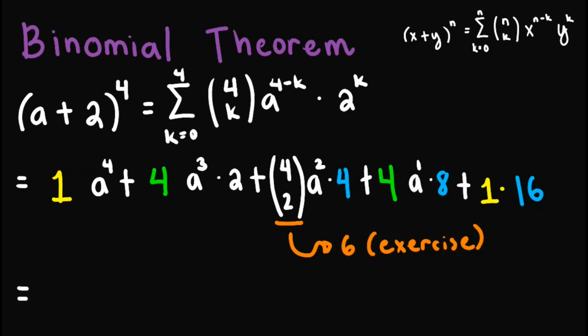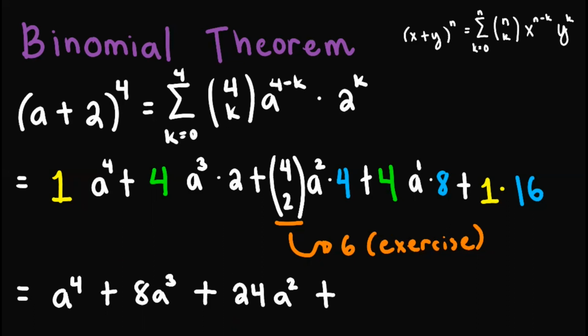And so we have a raised to 4 plus 4a cubed times 2, or simply 8a cubed, plus this one in the middle is 6 times 4 times a squared, which is 24a squared, plus 4 times 8 times a raised to 1, or simply 32a, and the last term is 16. And so this is the answer for this example.